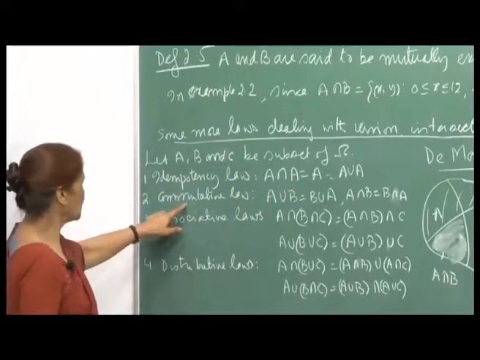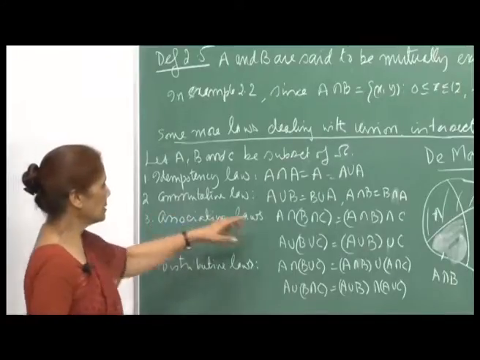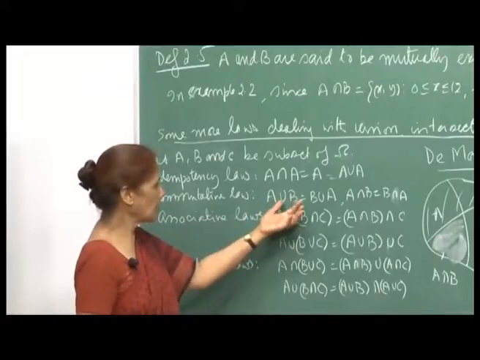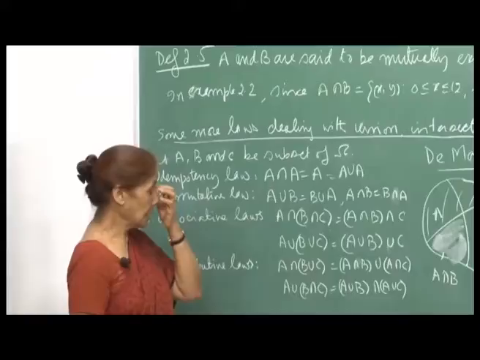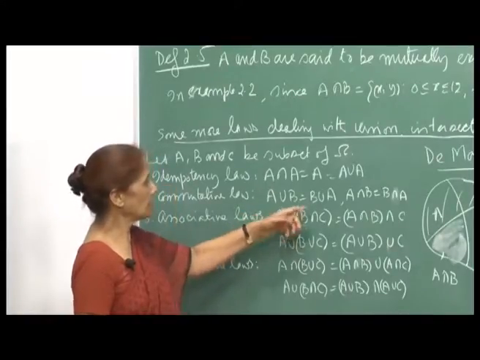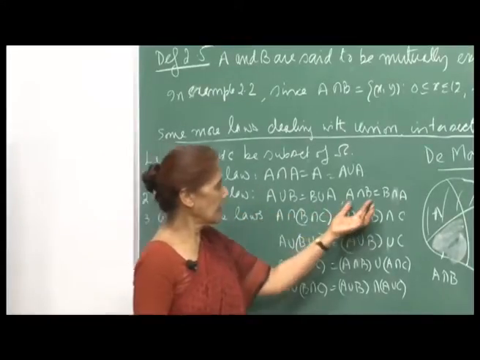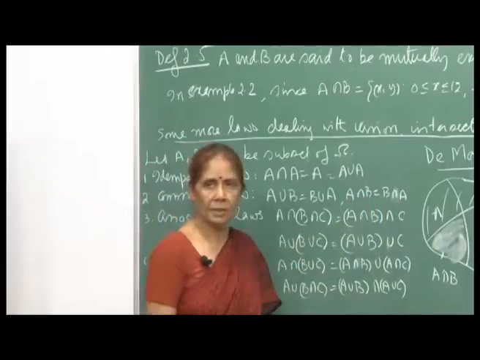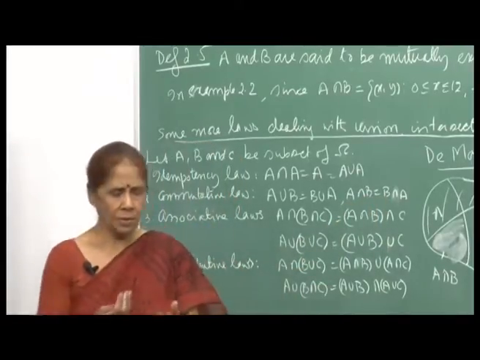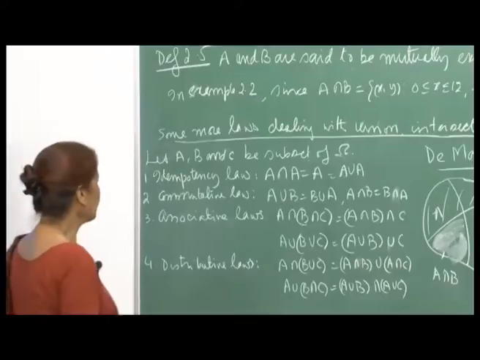Okay, then commutative law says that it does not matter whether you add A to B or you add B to A. So, therefore, A union B is equal to B union A. Similarly, A intersection B is B intersection A. So, the order is not important, which set you write first.